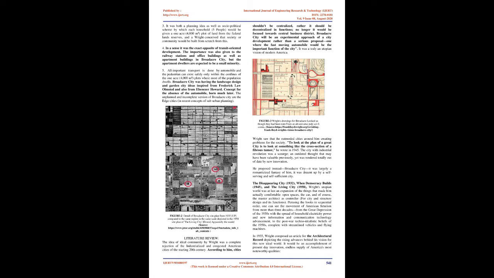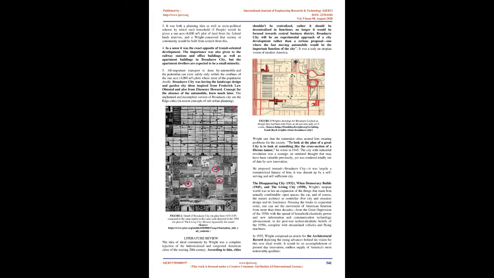Wright saw that the outmoded cities around him were creating problems for society. To look at the plan of a great city is to look at something like the cross-section of a fibrous tumor, he wrote in 1945. The city with the industrial revolution was a scourge, an outdated thought that may have been valuable previously, yet was rendered totally out of date by new innovation.